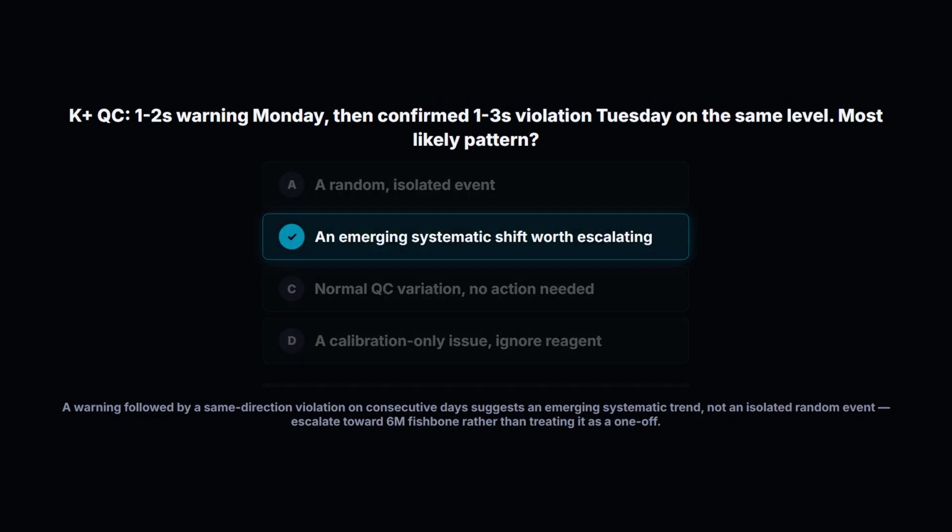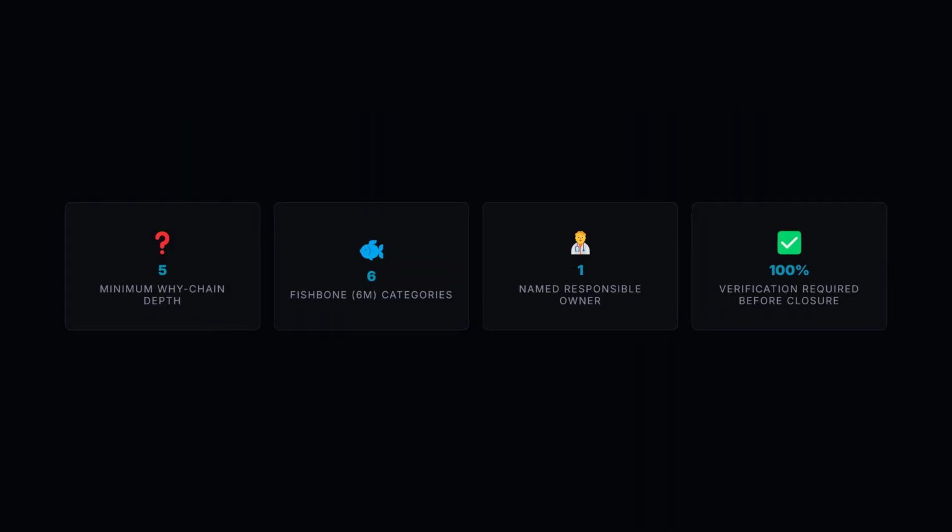Carry these 4 numbers with you back to the bench. 5 as your minimum Why chain depth, 6 as your fishbone categories, 1 as the named owner every CAPA needs, and 100% as the verification standard NABL actually expects before closure.